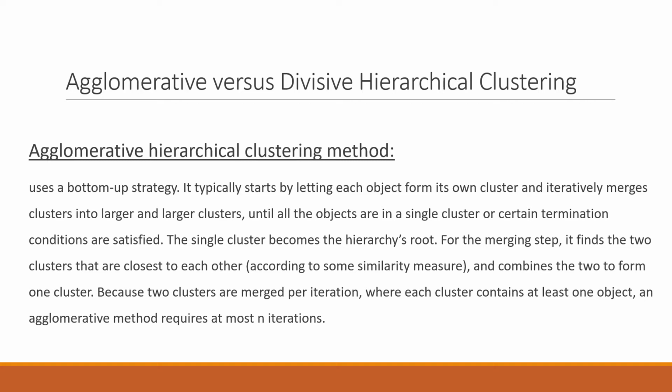Agglomerative hierarchical clustering method. It uses a bottom-up strategy. It typically starts by letting each object form its own cluster and iteratively merges clusters into larger and larger clusters until all objects are in a single cluster or certain termination conditions are satisfied. The single cluster becomes the hierarchy's root. For the merging step, it finds the two clusters that are closest to each other and combines the two to form one cluster. Because two clusters are merged per iteration, where each cluster contains at least one object, the agglomerative method requires at most n iterations.